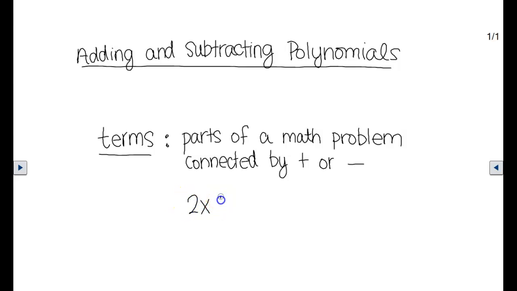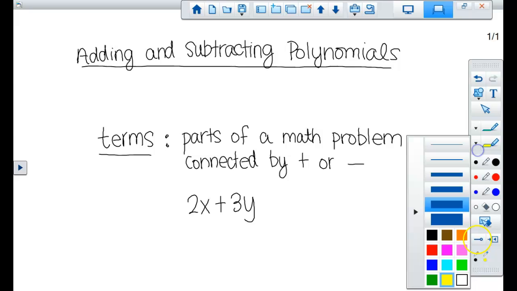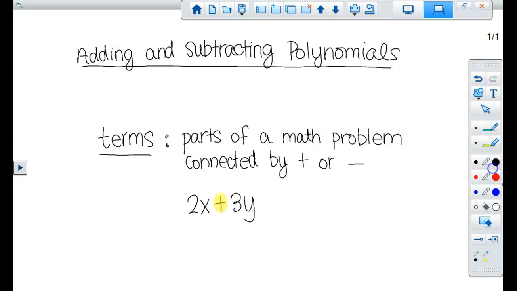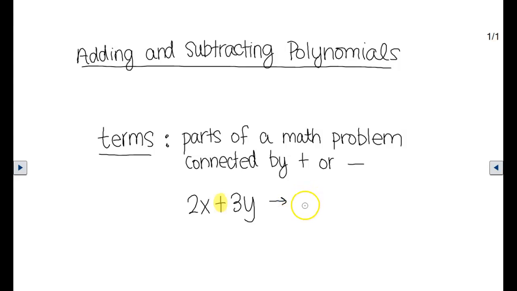So if I had the problem 2x plus 3y, and I wanted to know how many terms that had, I would start by looking for the addition and subtraction signs. And when I look at this example, I see one addition sign in it. That one addition sign is connecting two things. It's connecting 2x and 3y. So this is a problem that has two terms.